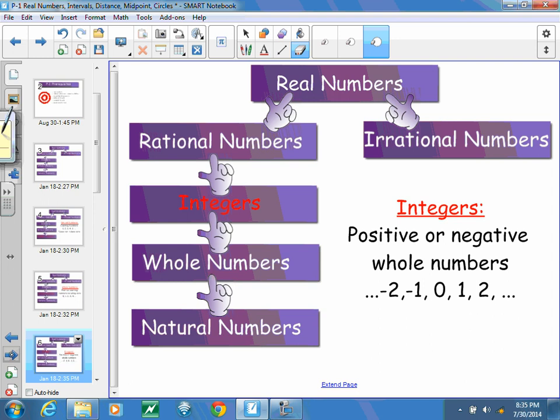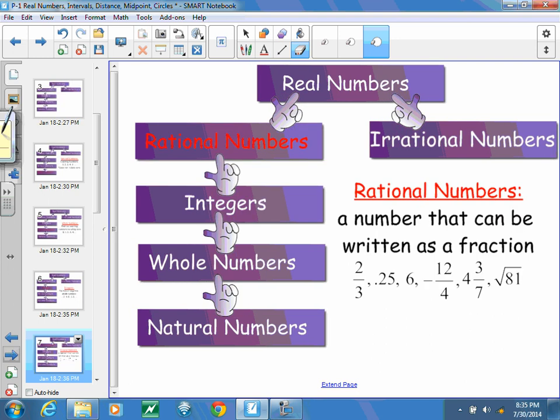Then we got a little bit more complicated, and we started looking at fractions. Rational numbers are numbers that can be written as a fraction. So I've got a bunch of different examples here. 2/3, obviously it's written as a fraction there. 0.25, we can write that as a fraction of 1/4. Even a whole number or an integer like 6 can be written as 6 over 1. Square root of 81 is 9, so we can write that as 9 over 1. You've got a couple different options for that. So those are rational numbers.